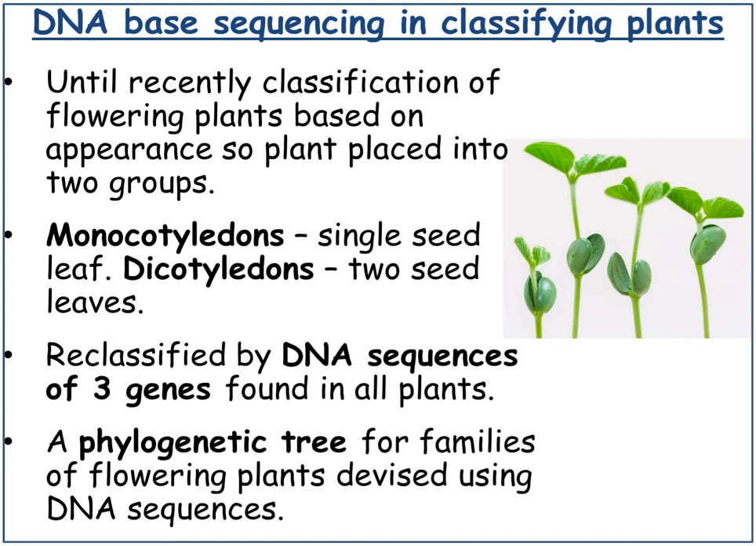DNA-based sequencing and classifying plants. Until recently, the classification of flowering plants was based on appearance, so plants were placed into two groups: monocotyledons, which have a single seed leaf, and dicotyledons, which have two seed leaves. They have been reclassified by DNA sequencing of three genes which are found in all plants, and a phylogenetic tree for families of flowering plants is devised using DNA sequences.